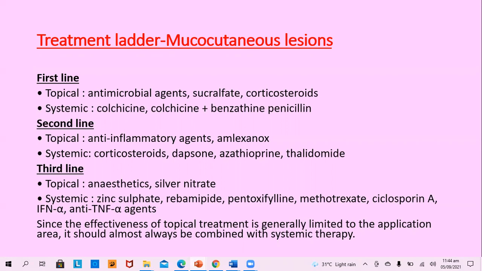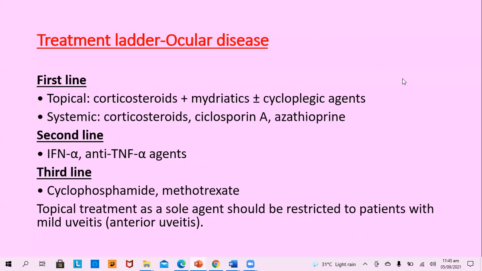Third line, topical anesthetic and silver nitrate, and systemic zinc sulfate, rebamipide, pentoxifylline, methotrexate, cyclosporin A, interferon alpha, tumor necrosis factor alpha agents. Since the effectiveness of topical treatment is generally limited to the application area, it should always be combined with systemic therapy. So as you can see in this treatment ladder, the first, second, and third line treatments include both topical and systemic treatment. So even if we are using the first line treatments, we are going to give both topical and systemic therapies. Same is the case with second line and third line treatments.